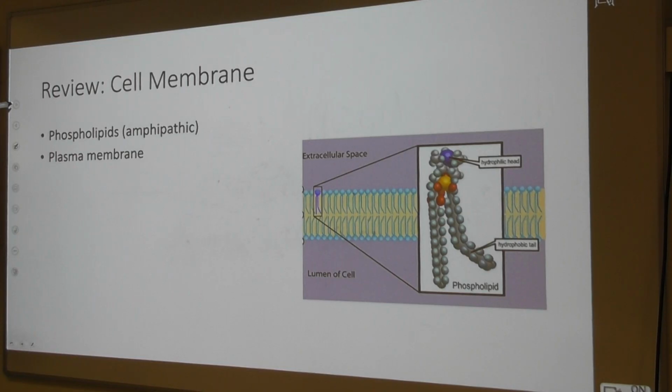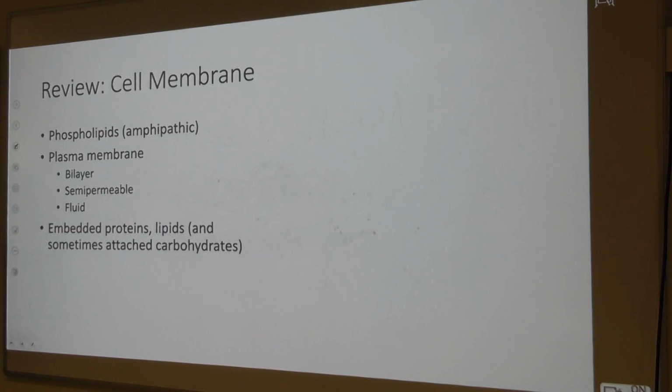Cell membranes are one type of plasma membrane. They consist of that phospholipid bilayer. They are semi-permeable, which we'll talk more about in just a second, and they are fluid, which we'll also talk about in just a second.